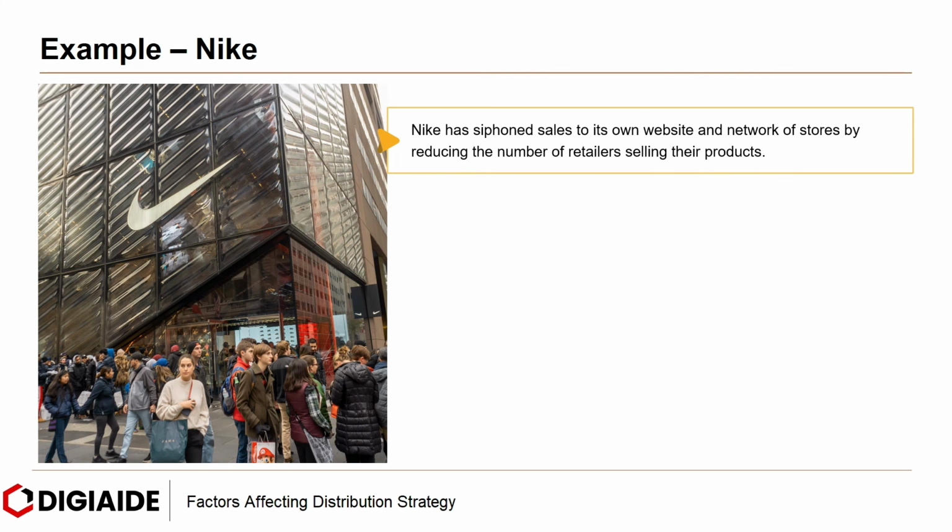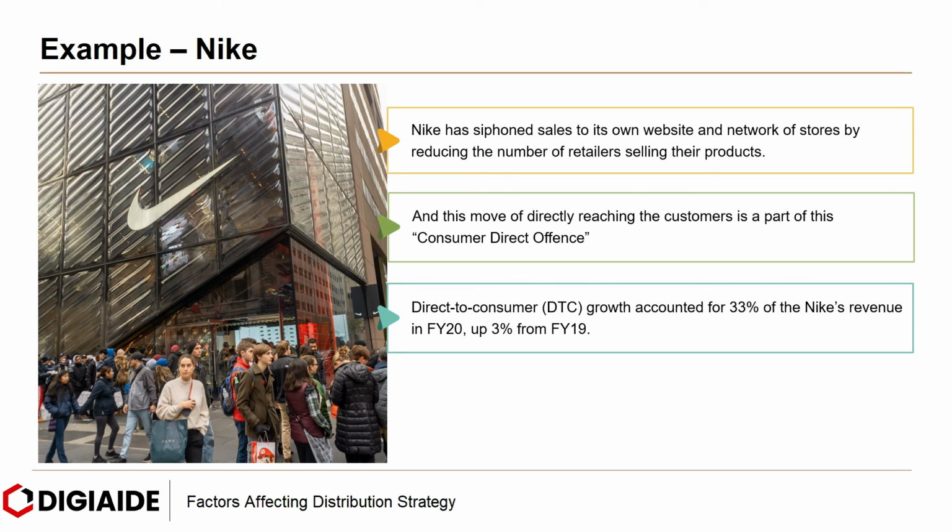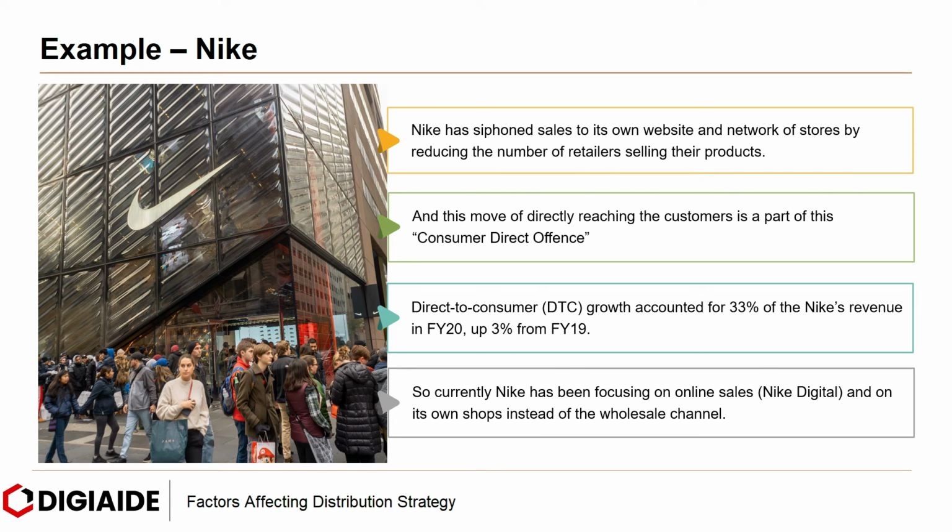Nike has siphoned sales to its own website and network of stores by reducing the number of retailers selling its products. And this move of directly reaching the customer is part of their consumer direct offense. Direct-to-consumer growth accounted for 33% of Nike's revenue in FY20, up 3% from FY 2019. So currently, Nike has been focusing on online sales and its own shops instead of the wholesale channel, thereby bringing their cost down.